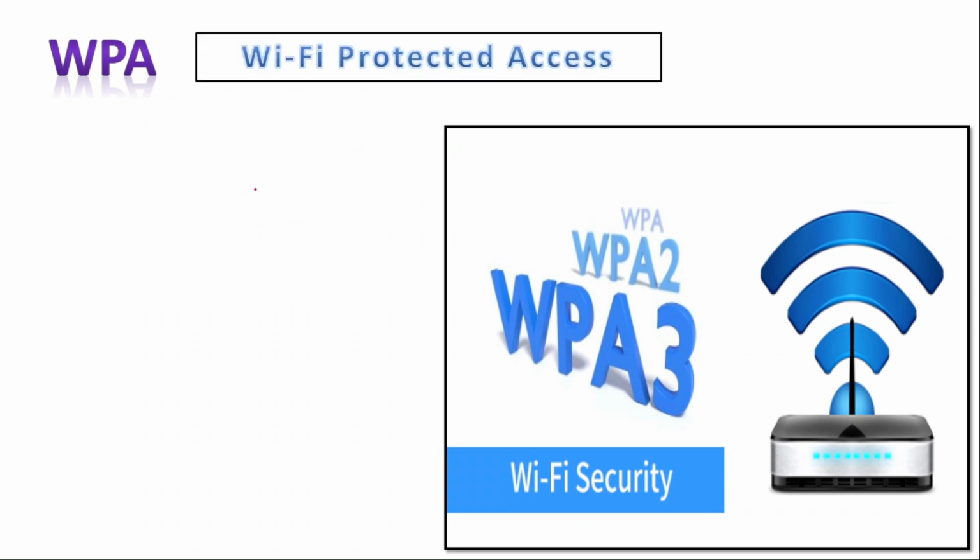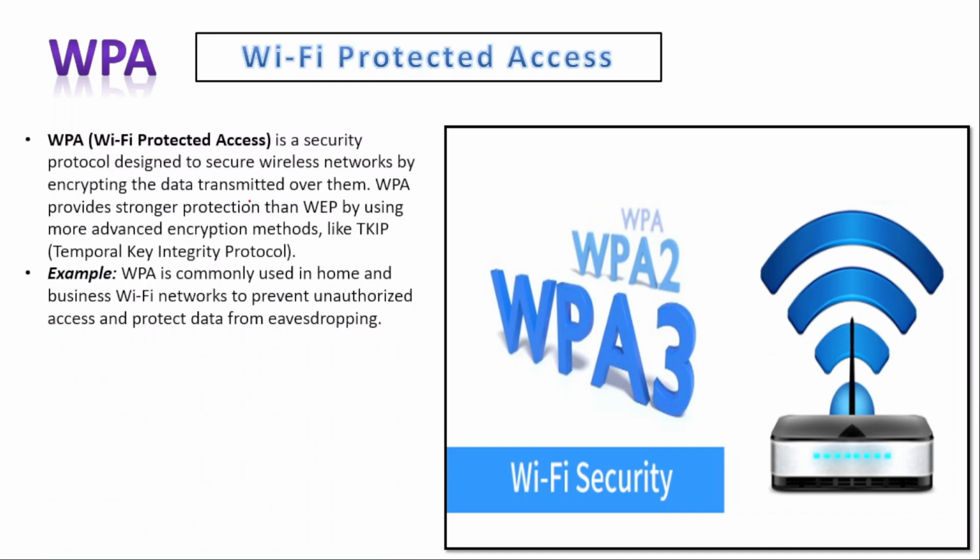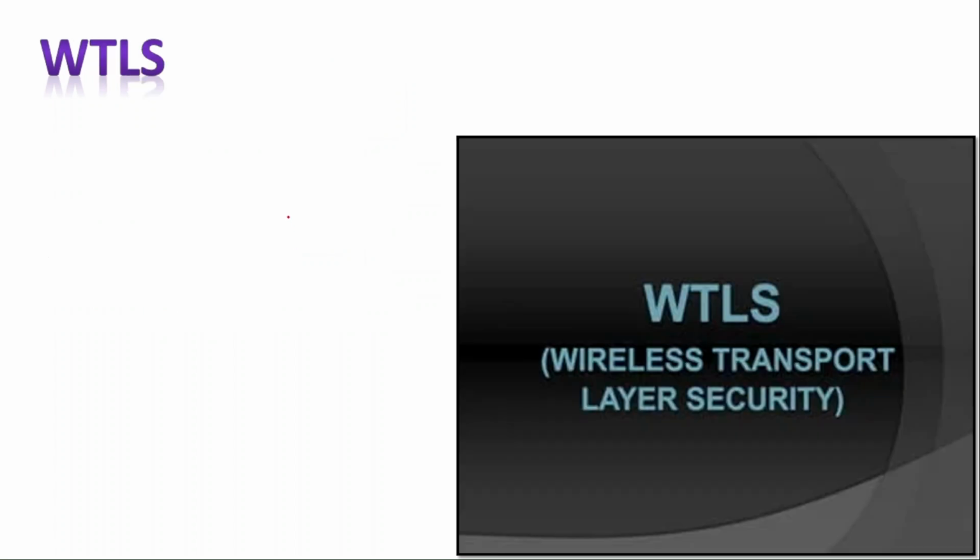WPA, that is Wi-Fi Protected Access. So WPA, or Wi-Fi Protected Access, is a security protocol designed to secure wireless networks by encrypting the data transmitted over them. WPA provides stronger protection than WEP by using more advanced encryption methods like TKIP, that is Temporal Key Integrity Protocol. Example, WPA is commonly used in home and business Wi-Fi networks to prevent unauthorized access and protect data from eavesdropping.